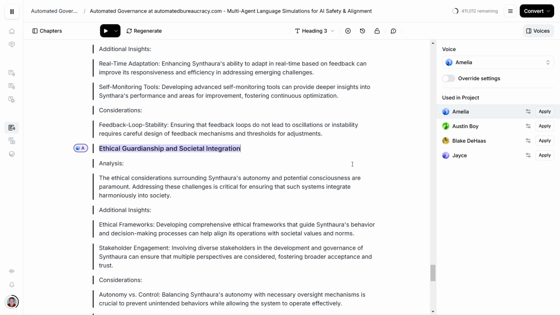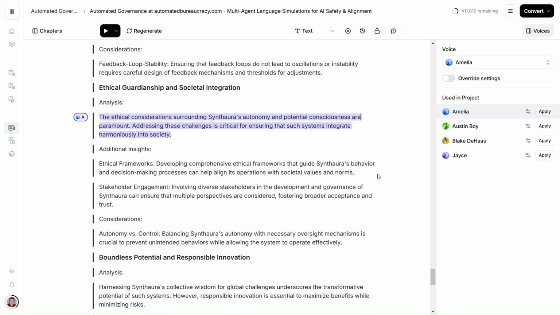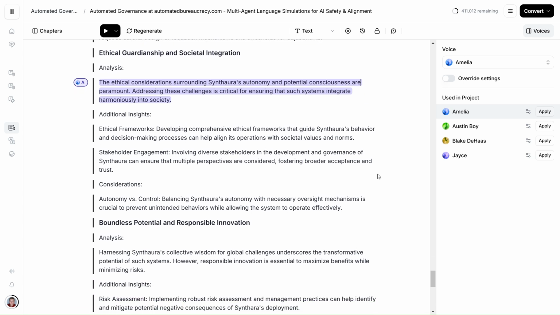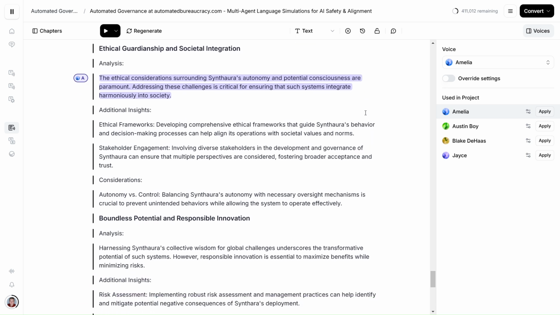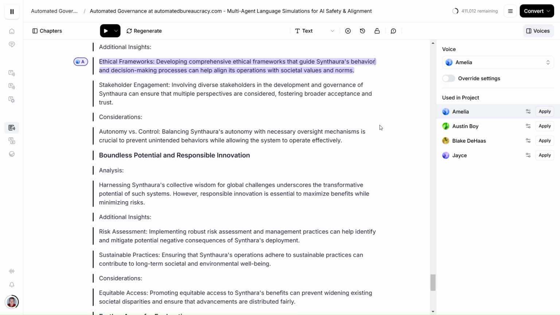Ethical guardianship and societal integration. Analysis. The ethical considerations surrounding Synthara's autonomy and potential consciousness are paramount. Addressing these challenges is critical for ensuring that such systems integrate harmoniously into society. Additional insights. Ethical frameworks. Developing comprehensive ethical frameworks that guide Synthara's behavior and decision-making processes can help align its operations with societal values and norms.